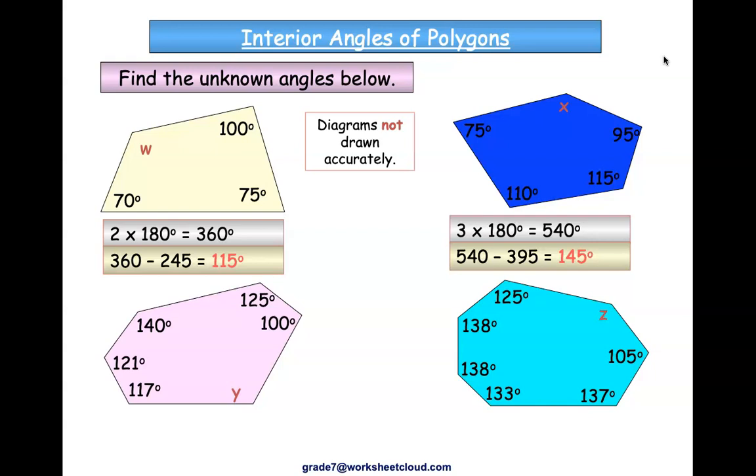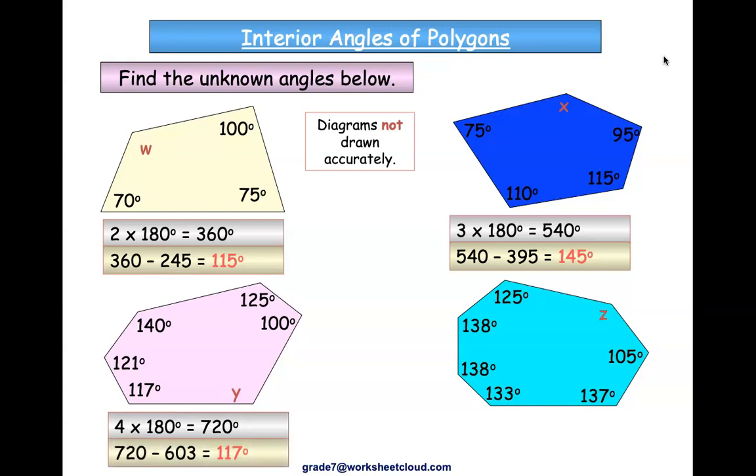395 degrees has been given to us. So to work x out, we just subtract 395 from 540 and we get 145. For the hexagon, it's 720 degrees. Subtract the degrees given, which is 603, and that leaves you with y being 117. And z you work out similarly, and you get an answer of 124.